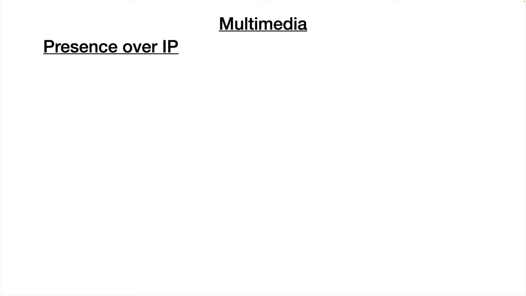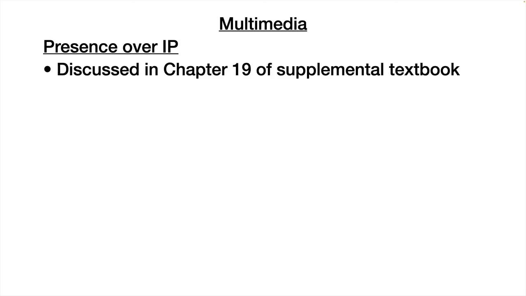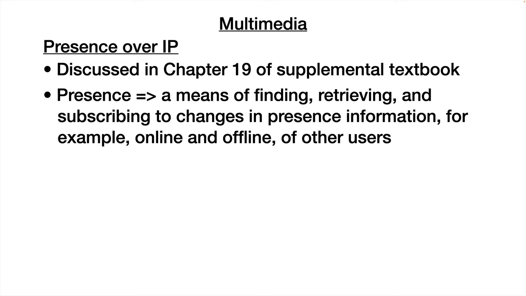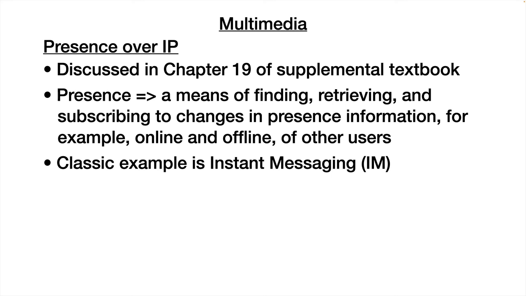And then the last thing that we're going to talk about is presence over IP. This is discussed in Chapter 19 of the supplemental textbook. What they're talking about is finding, retrieving, and subscribing to changes in presence information. For example, is a user online or offline? The classic example of this is instant messaging. You have a way to say, I'm online, I'm offline. Here's a list of my friends. I have some type of indicator as to whether they're online, offline, possibly idle. I have the capability of selecting one of those people and sending them a message.